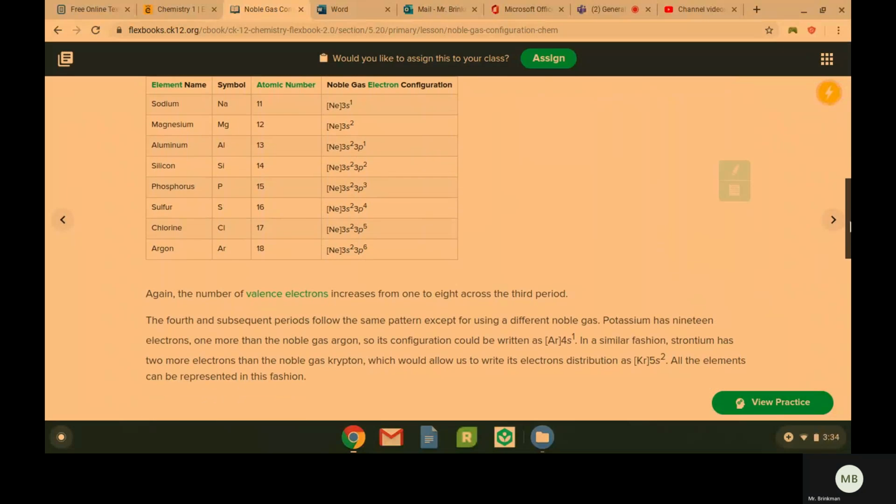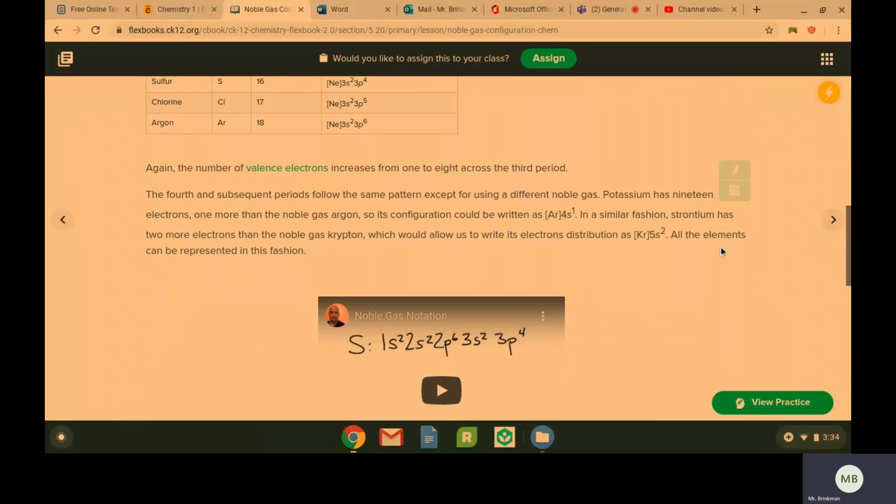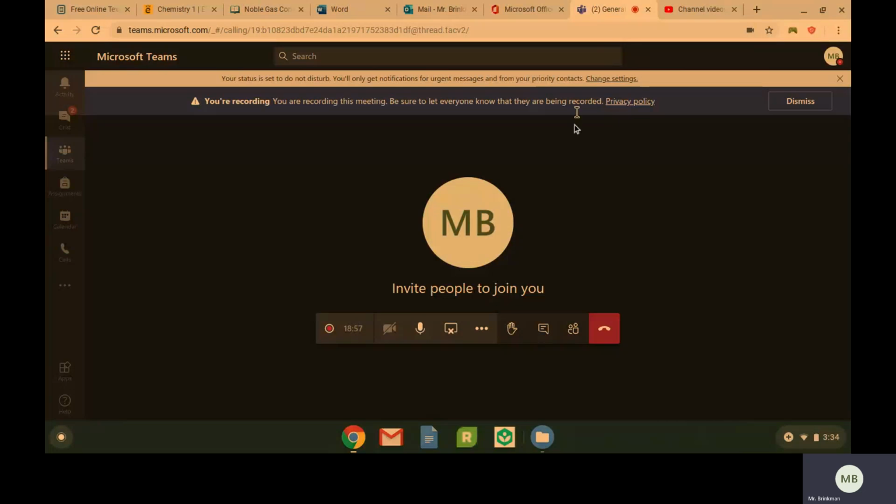So potassium has 19 electrons, 1 more than argon. So you put argon 4s1. You just put the previous noble gas plus the electron or electrons in the next energy sublevel. If you need to remember the order that the energy sublevels get filled in, please review Hund's rule. So make sure you finish your questions and turn them into me.